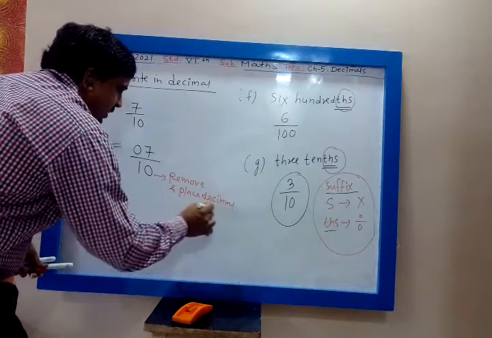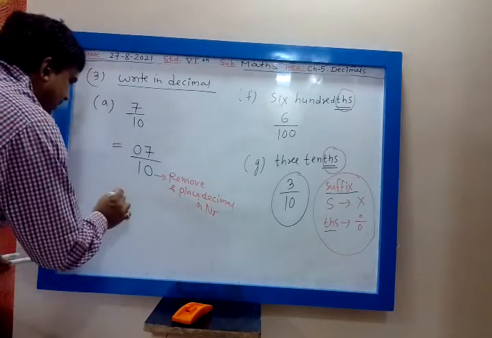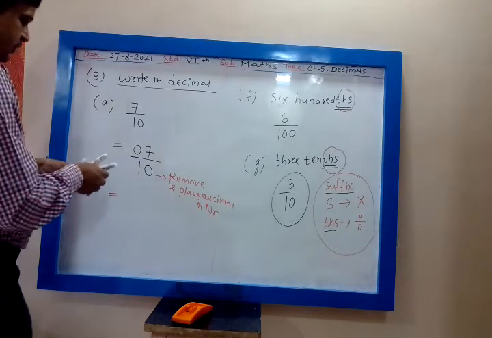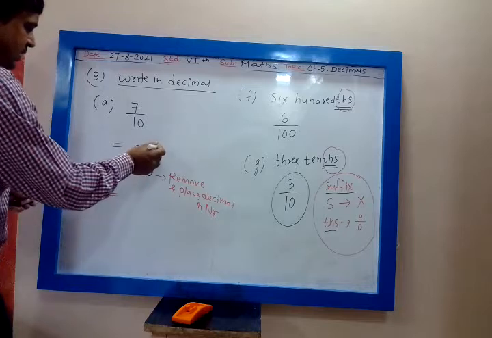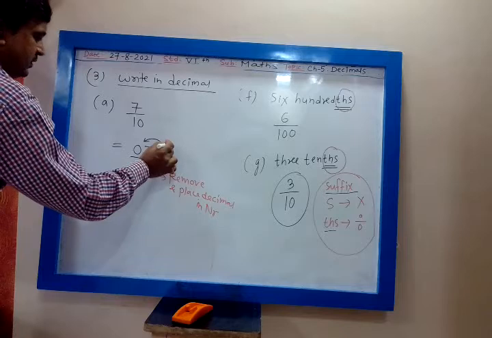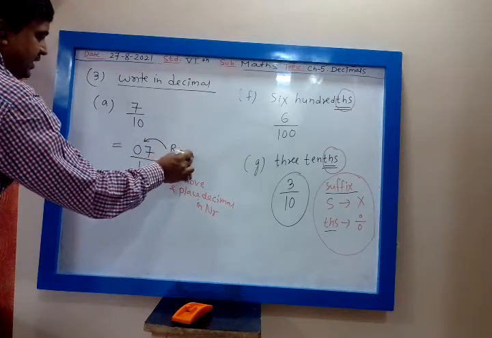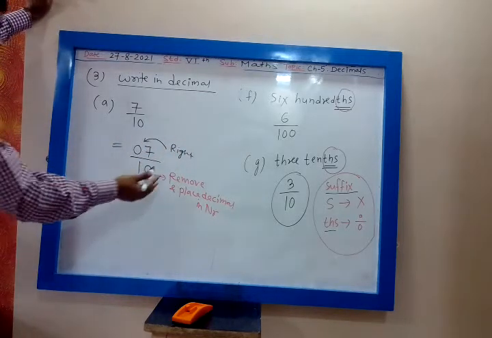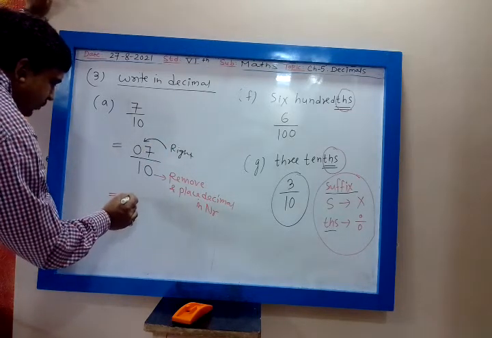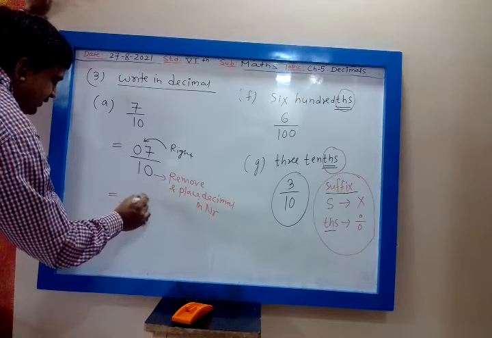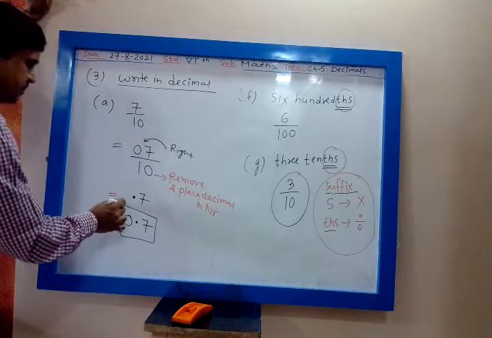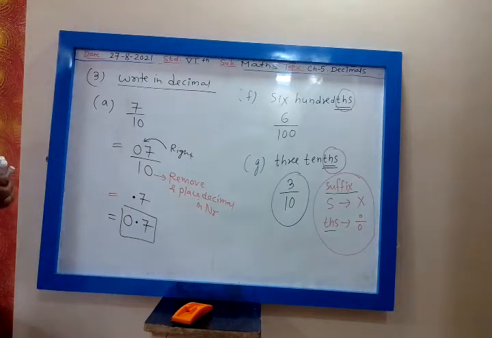Place decimal in numerator. Now in denominator there are how many 0? 1 zero. So you will move from right and place the decimal after 1 digit. Screen is clear. You move from right and place the decimal after 1 digit because we are removing the 0. So decimal will come there. That will be 0.7. Yes, understood.